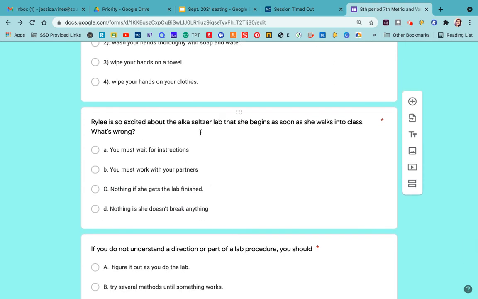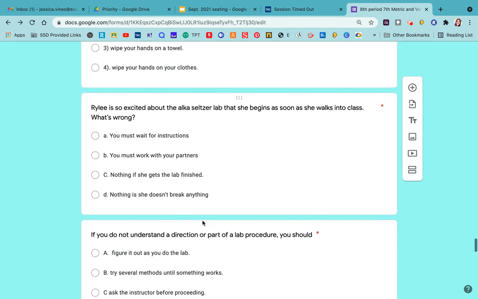Riley is so excited about the Alka-Seltzer lab that she begins as soon as she walks into class. What's wrong? A, you must wait for instructions. B, you must work with your partners. C, nothing if she gets the lab finished. D, nothing if she doesn't break anything.